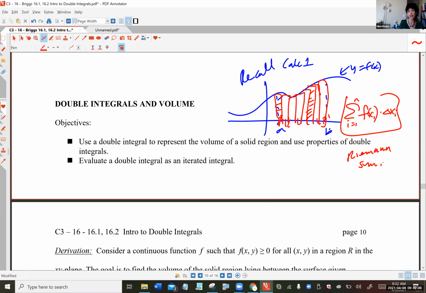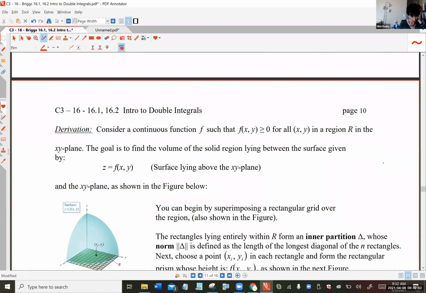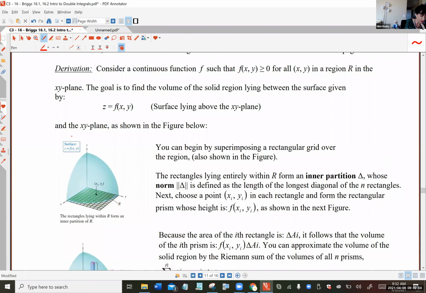We're going to do a similar thing right now. We're going to come up with a Riemann sum here in Calc 3. So how does that work? Well, what we're going to look at here is a surface, like a capping surface, hovering over some region here in the XY plane. And we're going to find the volume of that solid, essentially.